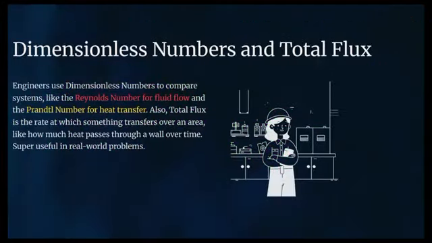Now let's talk about dimensionless numbers. Engineers use them to compare systems, like Reynolds number for fluid flow and Prandtl number for heat transfer. Exactly, and there's total flux. It's the rate at which something transfers over an area, like how much heat passes through a wall over time. Super useful in word problems.